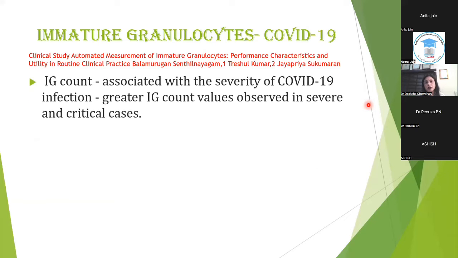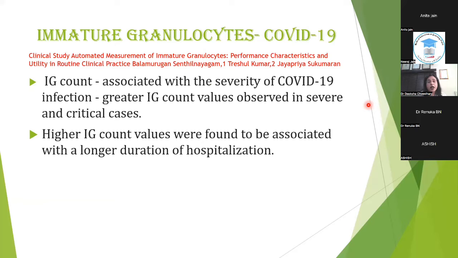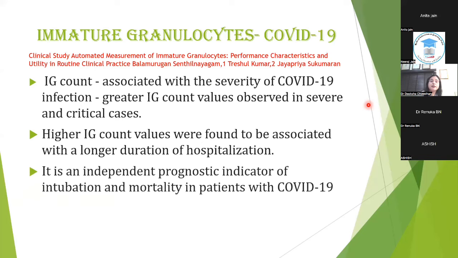Now, immature granulocytes in COVID-19: there were many studies done on these, and it was found that IG count is associated with severity of COVID-19 infection. The greater the IG count values, the greater was the severity and the criticality of the cases. Higher IG count values were found to be associated with longer duration of hospitalization. It is an independent prognostic marker of intubation and mortality in patients of COVID-19.